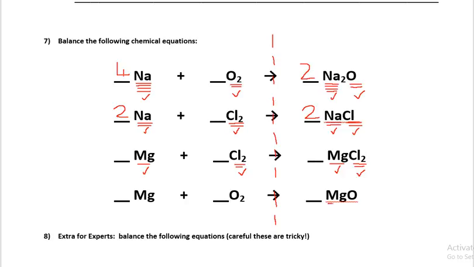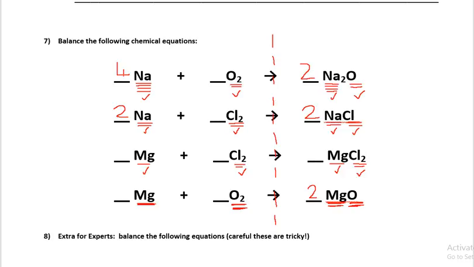Alright, lucky last, this one here. Magnesium, one magnesium here, one magnesium on this side. So they're okay for now. One oxygen on this side, one oxygen on this side, two oxygens on this side. So which side needs more oxygen? This one here. Put a big 2 in front, which doubles everything. Now I've got two magnesiums and I've got two oxygens as well.